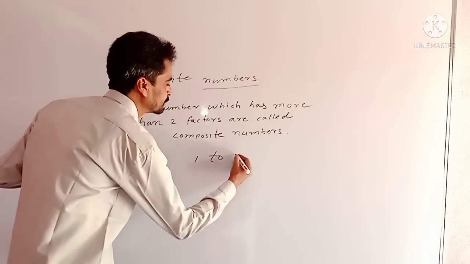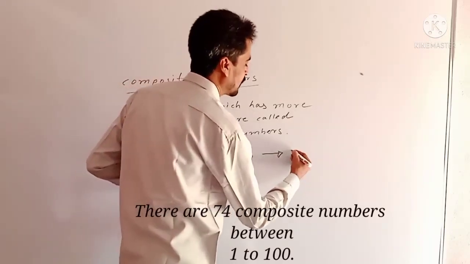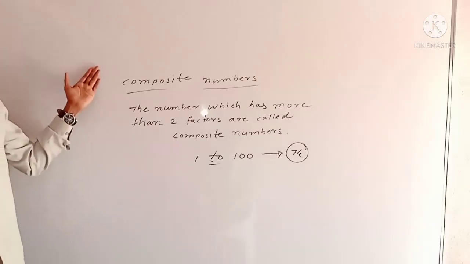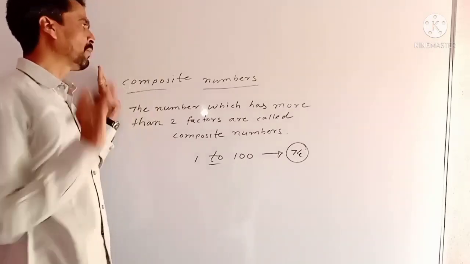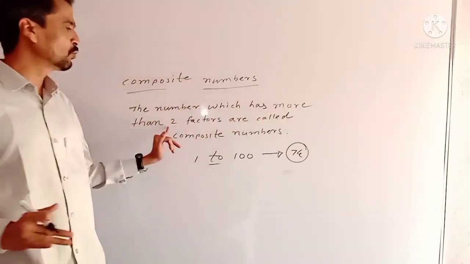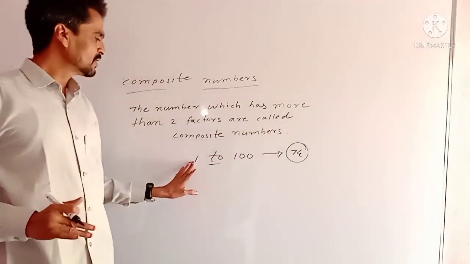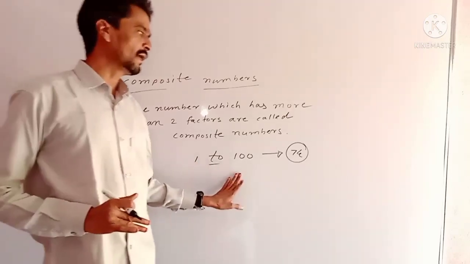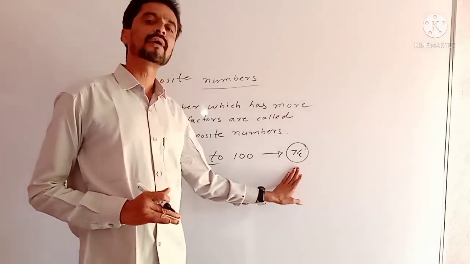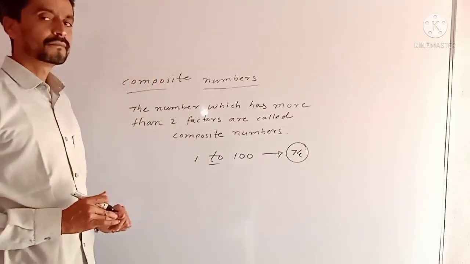From 1 to 100, there are 74 composite numbers. Here is another basic point about composite numbers. The number which has more than two factors is called a composite number. When we consider composite numbers from 1 to 100, we get a total of 74 composite numbers. How many? 74 composite numbers. Clear? Okay.